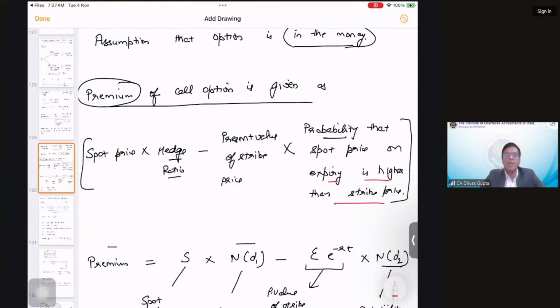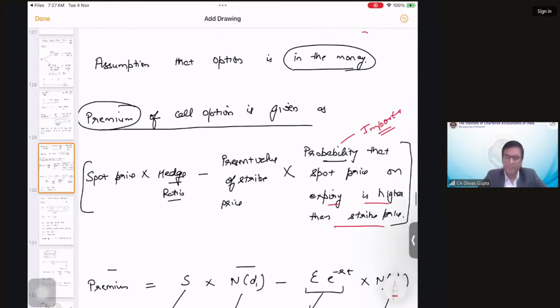Correct? Because if this important element is not there, then we are assuming everything to be similar, right? Whether it is out of the money, the situation is similar. Whether it is in the money, the situation is similar. But it's not the case. If it is out of the money, it will not fetch any advantage, students. Okay? I hope this is clear.